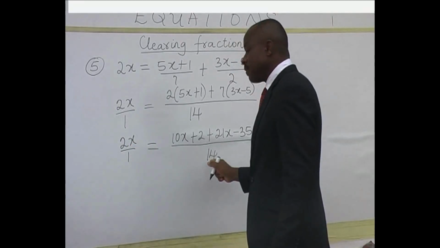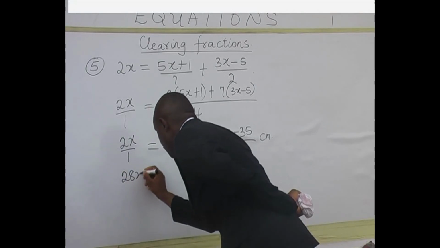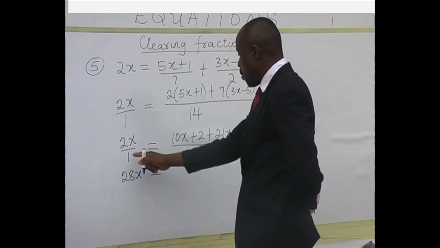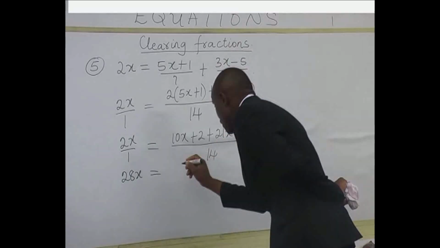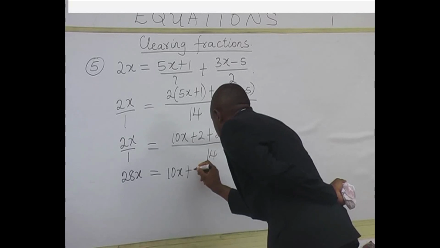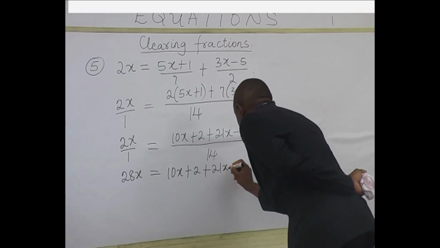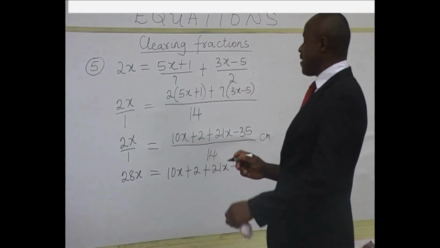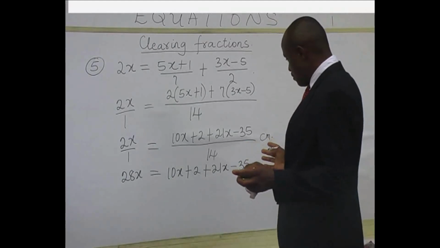2x times 14 will give you 28x in the left hand side of the equation, and is equal to 1 times all the things you have in the numerator in the right hand side will give you all you have in the numerator in the right hand side, which is 10x plus 2 plus 21x minus 35. The next thing you do now is collect like terms.